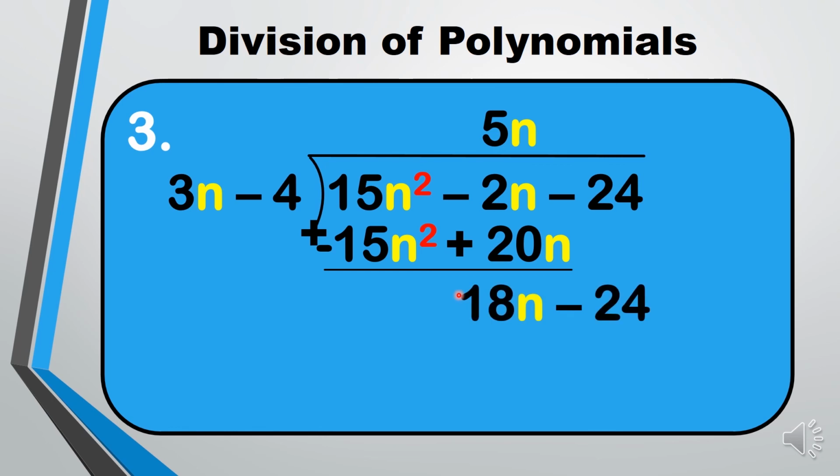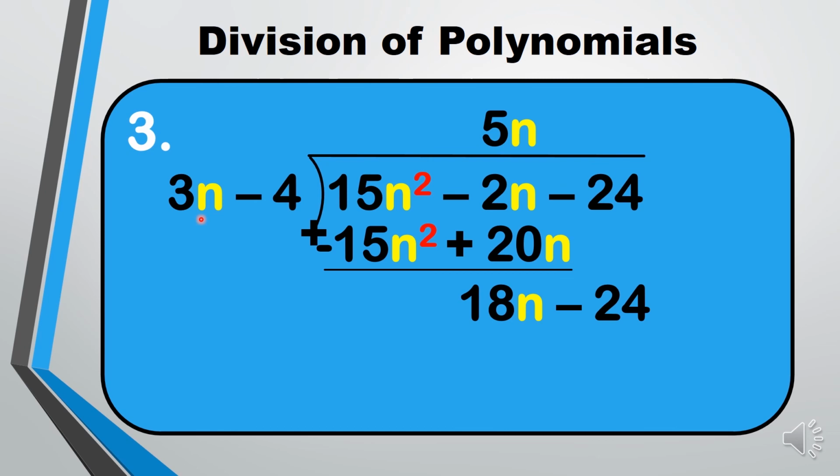Bakit 18n na lang ang natira nating sagot? Dahil 15n squared plus negative 15n squared is equal to 0. Maaaring hindi na natin isulat ang 0 bilang sagot. At ibinaba lang natin si minus 24. Ngayon naman, i-divide natin si 18n kay 3n. At huwag kalimutang sumunod sa mga rules na pinag-aralan natin.